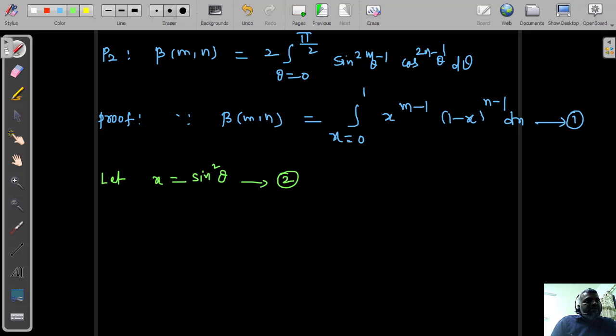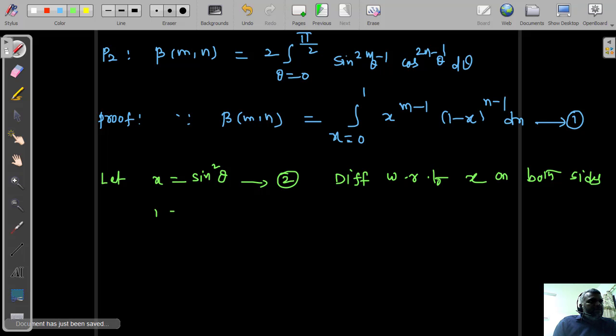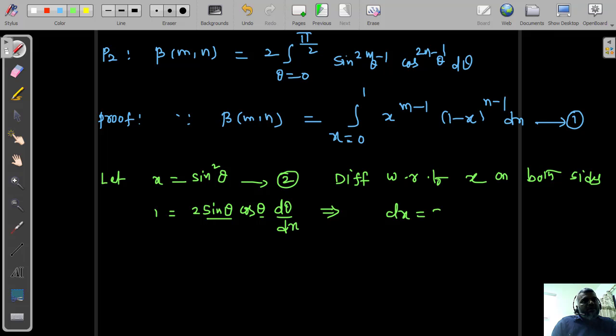Now differentiate with respect to x on both sides. The derivative of x is 1. On the right side, the derivative of sine square theta is 2 sine theta, and again applying the chain rule, the derivative of sine theta is cosine theta, and again by the chain rule, the derivative of theta is d theta by dx. The next step, cross multiply dx: dx equals 2 times sine theta multiplied by cosine theta d theta. This is finished. Afterwards we need to talk about limits.